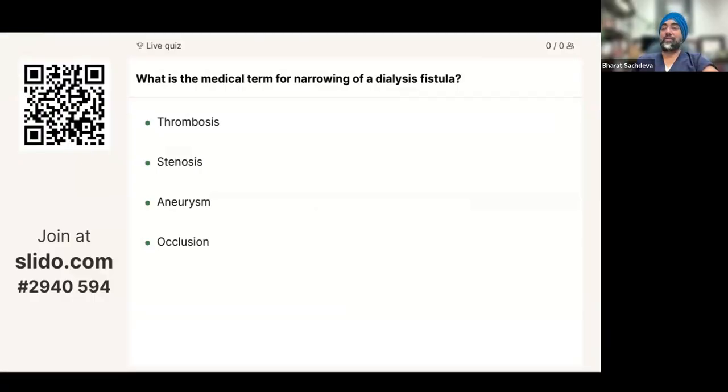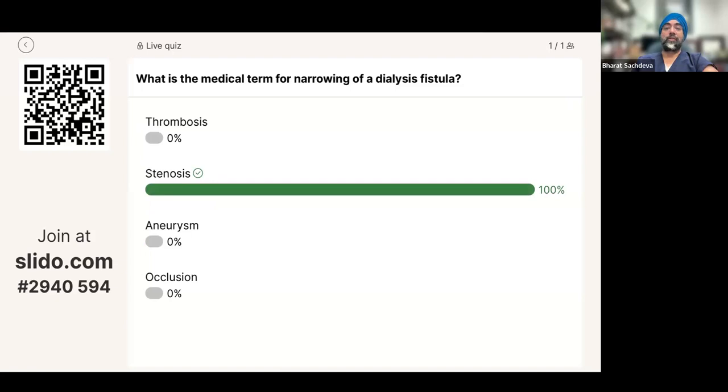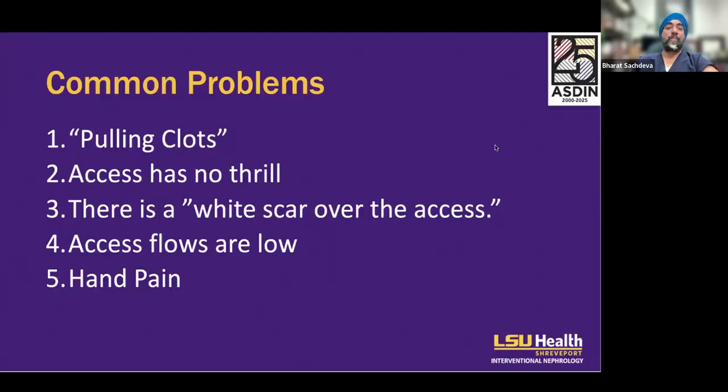So let's try and see if we can answer this other question. What is a medical term that is used to describe narrowing of a dialysis fistula? Let's see how many answers we get. Okay, we got one answer, which is stenosis. Perfect.